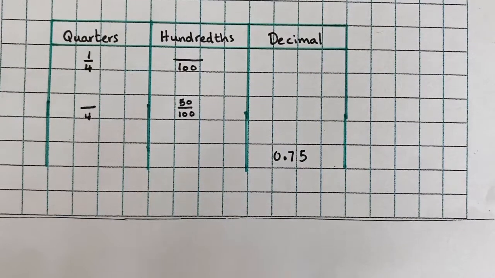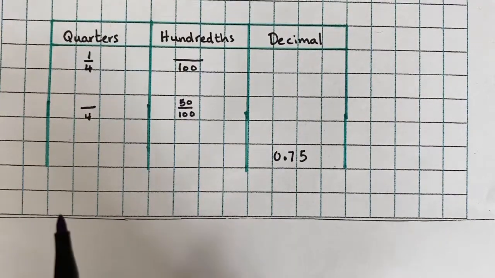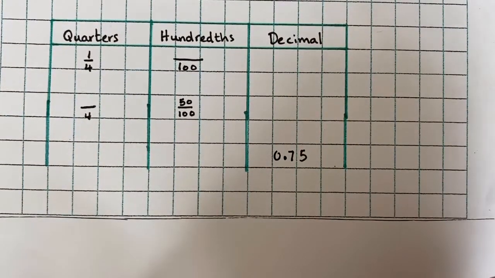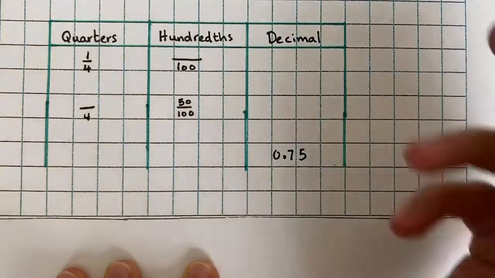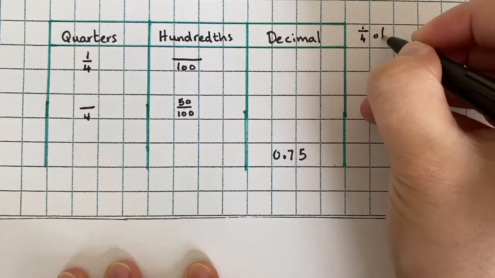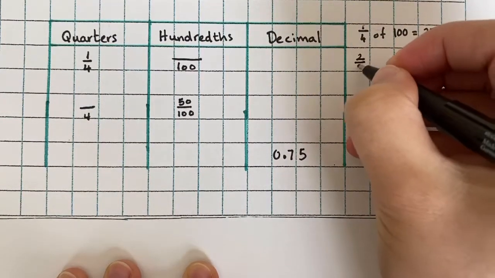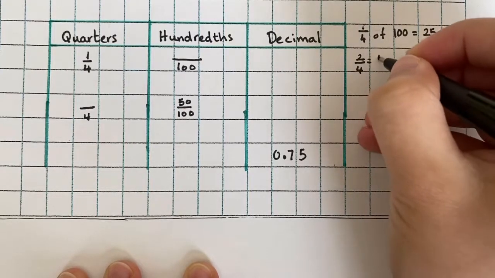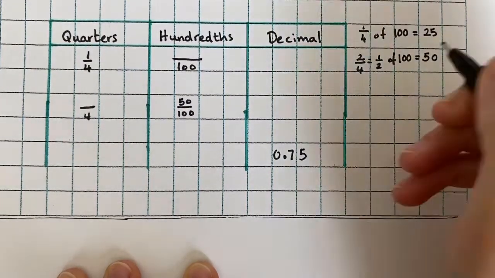Here we're going to write quarters as fractions and decimals. Now I'm going to use my known facts about quarters, and I'm going to write this on the side. It's really important you know these facts. So a quarter of 100 is 25. 2 quarters of 100 is equal to a half of 100, which is 50.